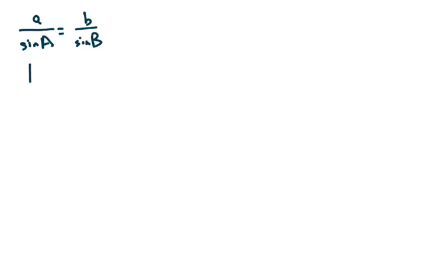Substituting in what we know, A is 1.8 kilometers over sine of 51 degrees. That equals B, which we don't know, over sine of 88 degrees.